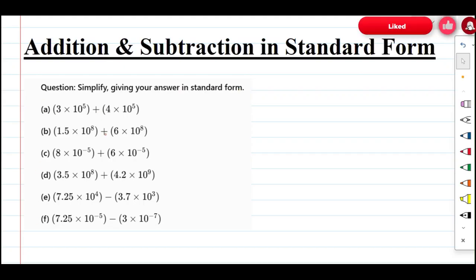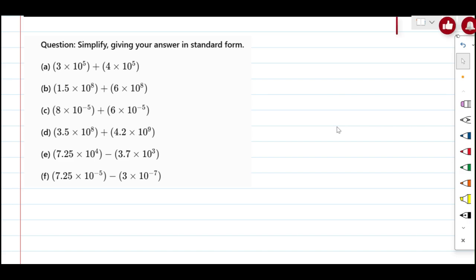Here you can see four parts are about addition, and these two are about subtraction, right? So let me solve how we add and how we subtract two standard forms, and the answers should also be in standard form, right? Let me start with part A. Let me write it down.